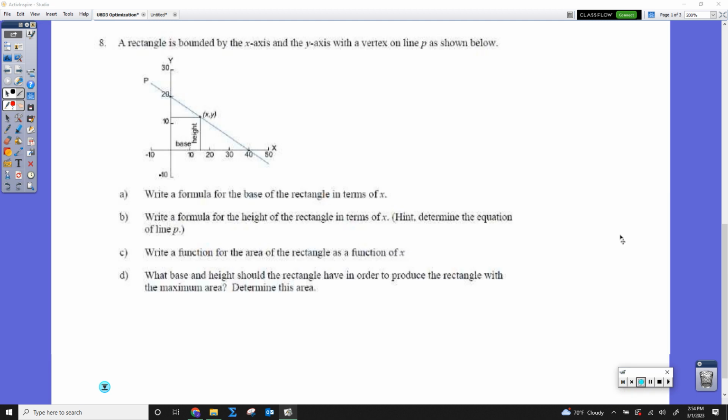All right, so our final problem, number 8. This is the one that I'm actually more concerned with, or problems of this type. So we have a rectangle bounded by our x-axis, y-axis, and we have our line, P. Okay, it's given a diagram for us.